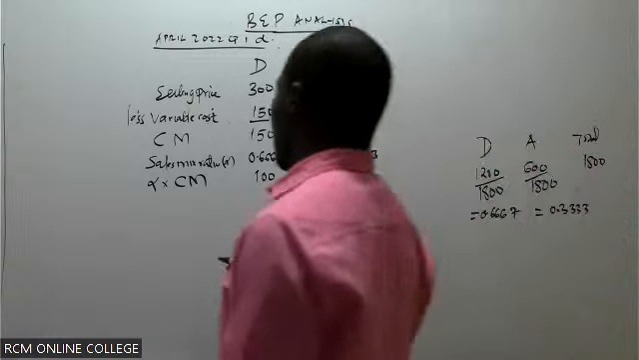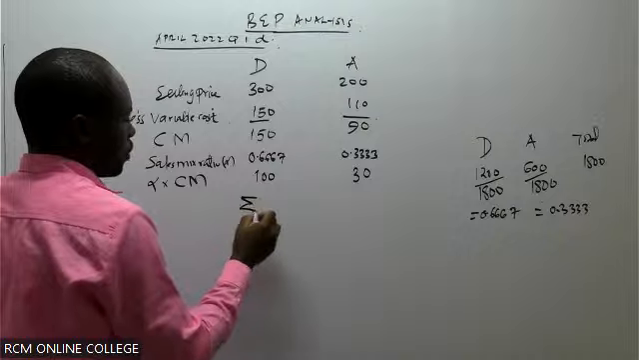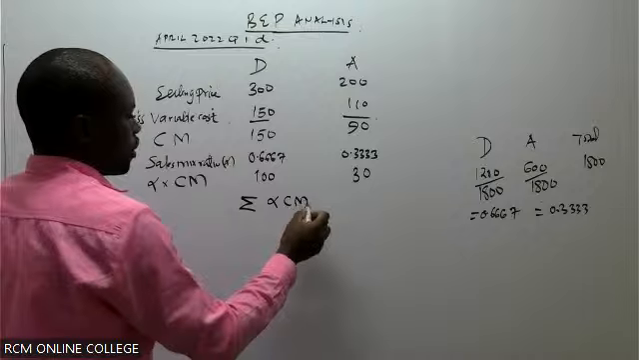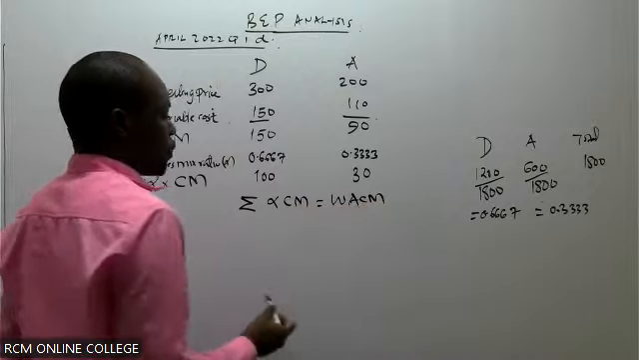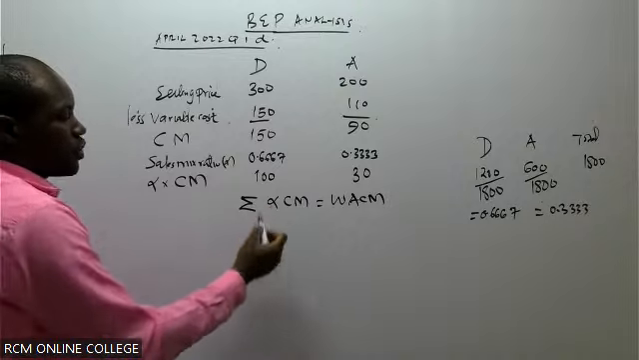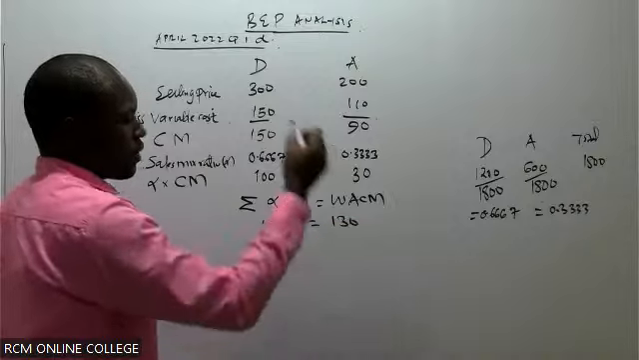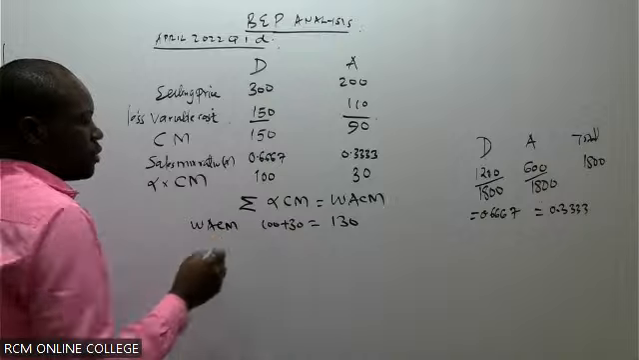Remember, we are required to get the summation of alpha multiplied by contribution margin, which will give us what we call the weighted average contribution margin. So go ahead and give us that. The summation of 100 plus 30 is equal to 130. So that is our weighted average contribution margin.